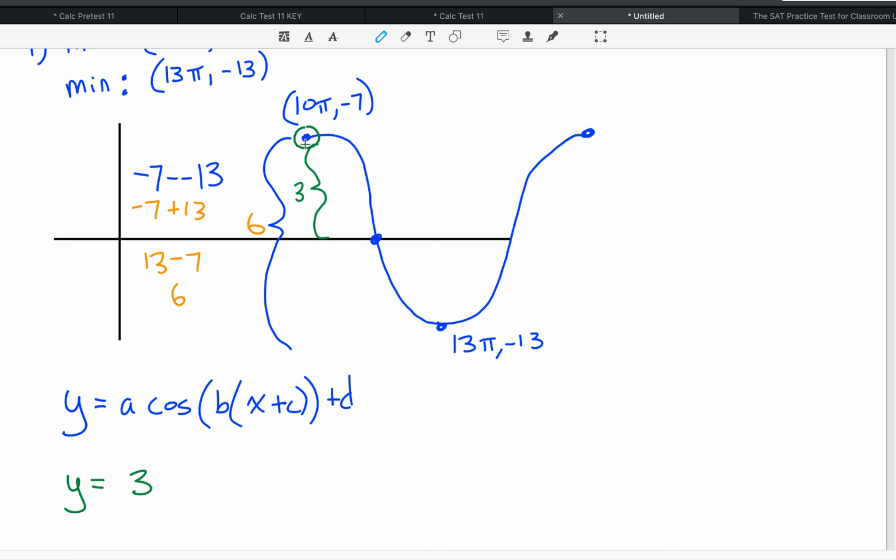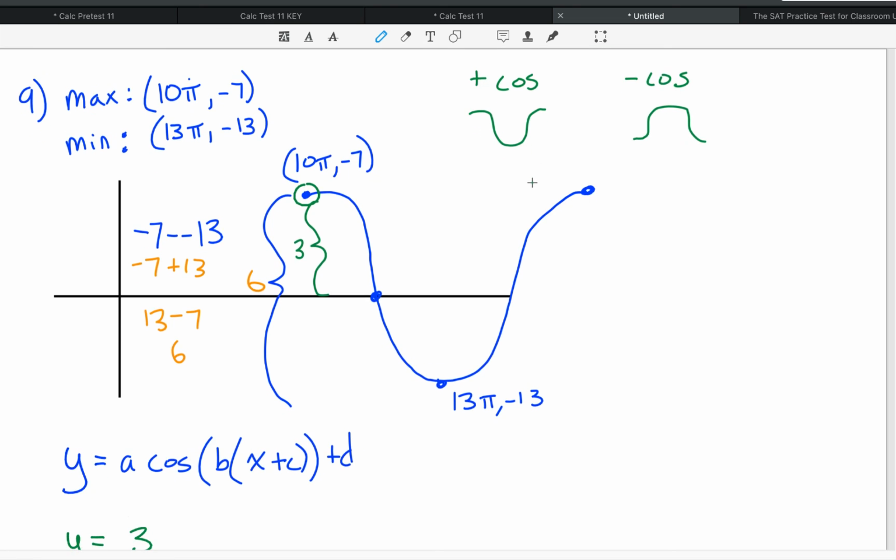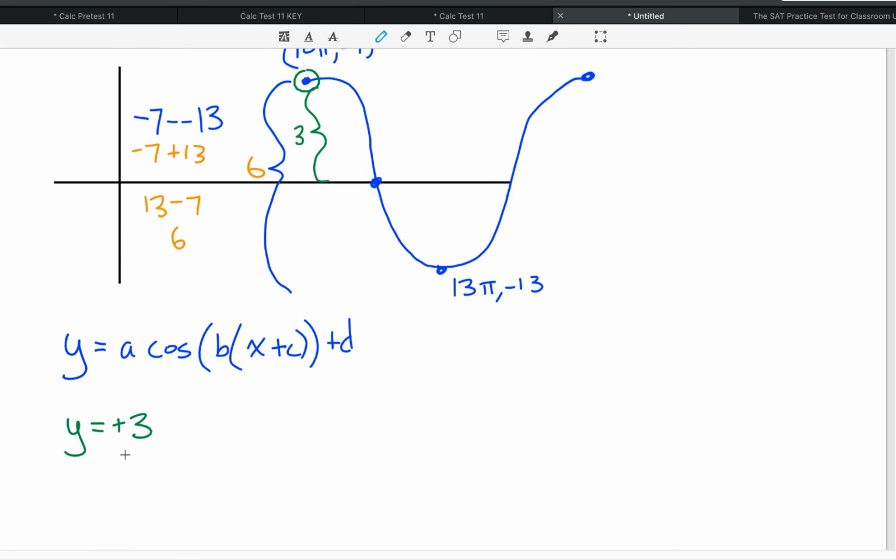Let's start at that point. If I start at that point, I'm starting at a maximum. Remember the difference between a positive cosine and a negative cosine. A positive cosine function starts at a maximum and then comes back up to a maximum. A negative cosine function starts from a minimum and ends back at a minimum. They're just flipped over the midline. So I'm starting at a maximum. It's a positive cosine. This is a positive 3, and I just leave it as a 3.